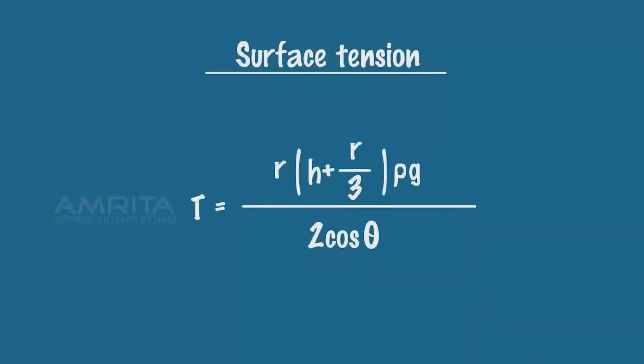We can calculate the surface tension of water using the formula. Surface tension T is equal to R into (H plus R divided by 3) into rho into g, the whole divided by 2 cos theta.